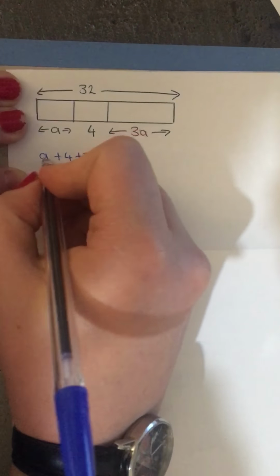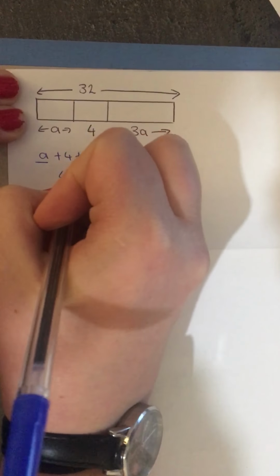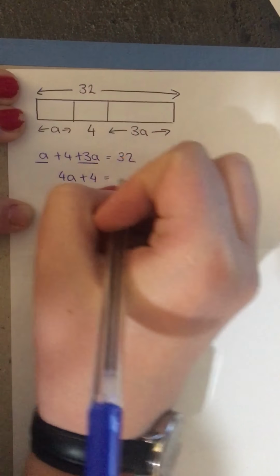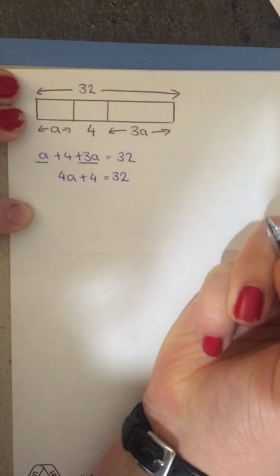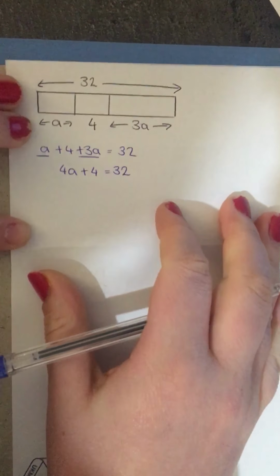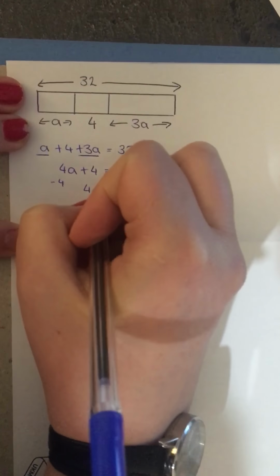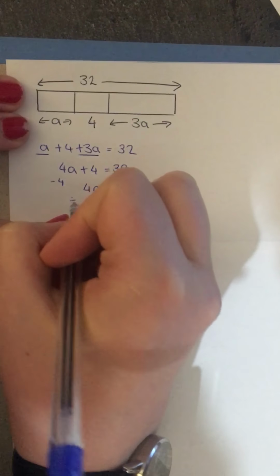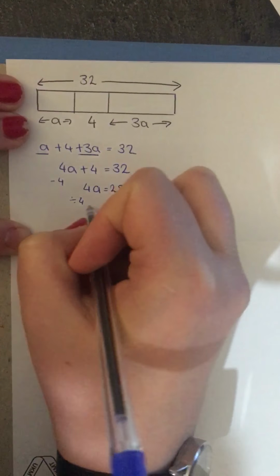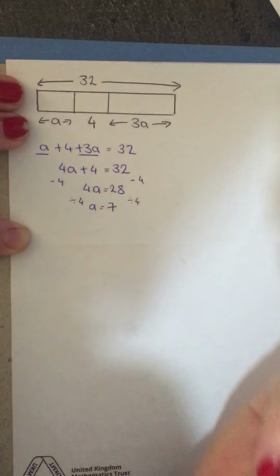Then we can say, well, we can simplify this, collecting like terms. We've got A and we've got 3A. So A plus 3A is going to be 4A plus 4 equals 32. Now, solving the equation, first we take away 4. We get 4A equals 28. And then to get A by itself, divide by 4, A equals 7.